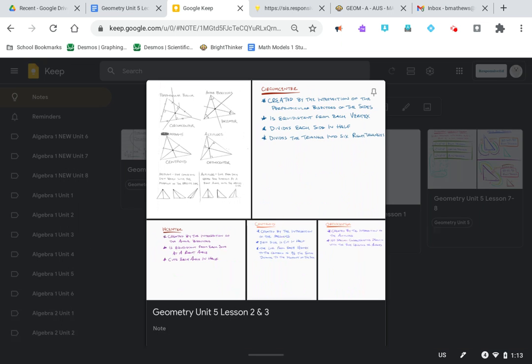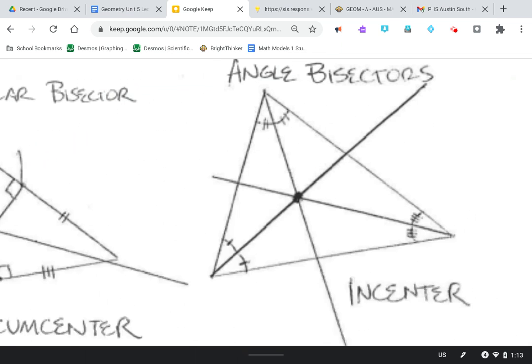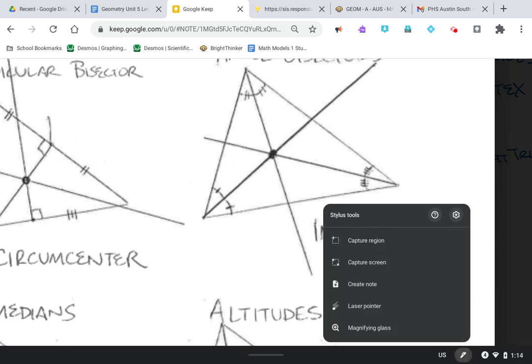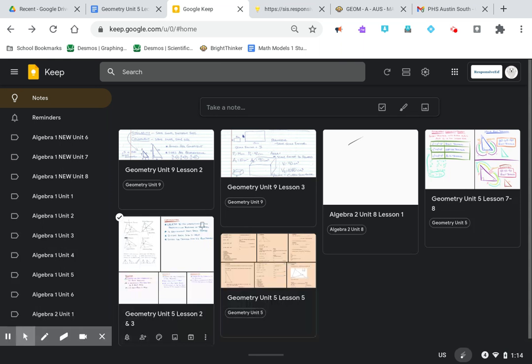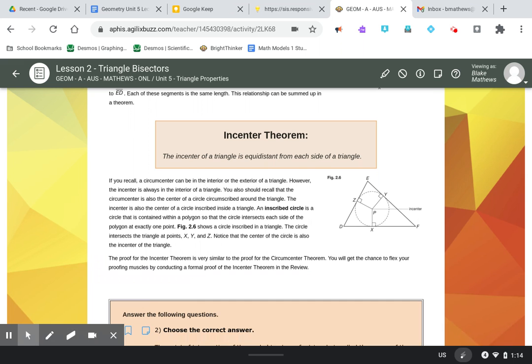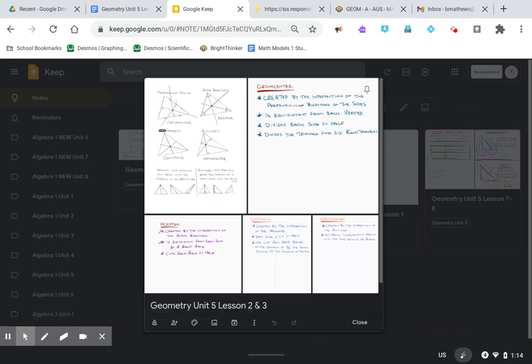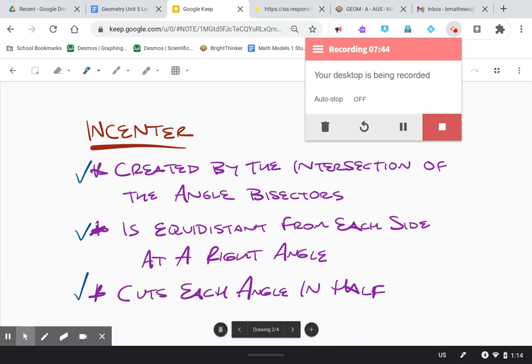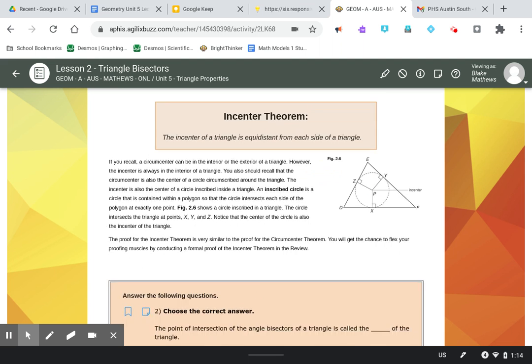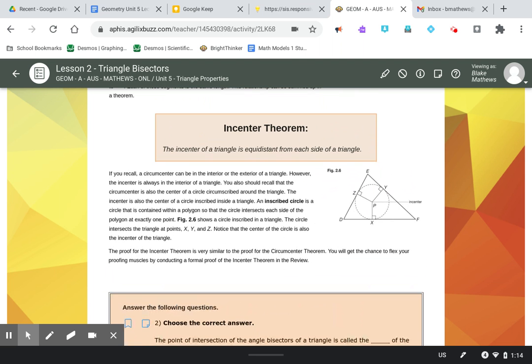Let's take a look at that in our diagram. So that means that the distances on our diagram from here, here, and here are going to be the same distance. And then we have it cuts each angle in half, which we already knew. That's the definition of what an angle bisector is. All right, let's jump back over here. That's our incenter theorem. It's equidistant from each side of the triangle. You can see a little diagram there.